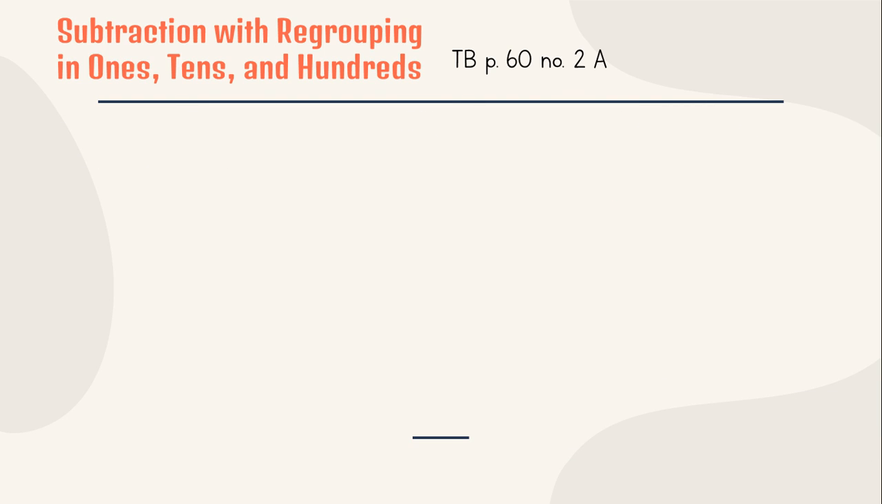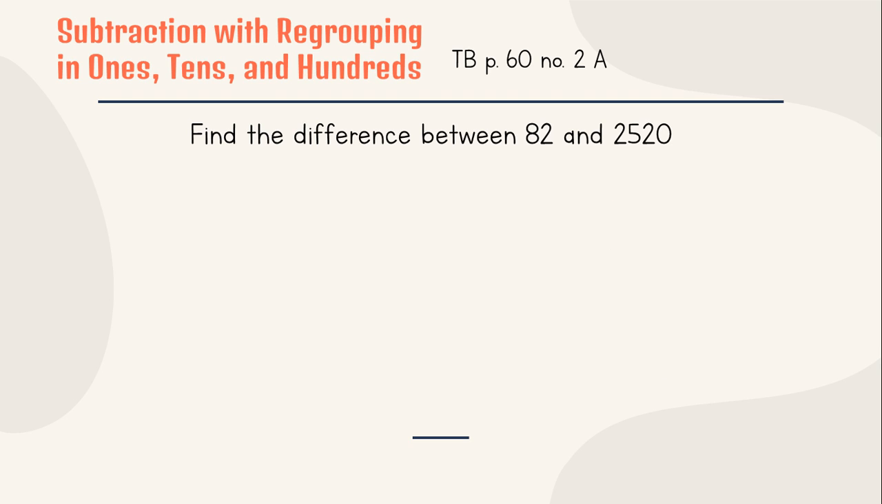Now please look at your textbook page 16, number 2A, because we're going to discuss it. Find the difference between 82 and 2,520. Like I said before in the previous meeting, you have to find out the bigger number. The bigger number will be on the top. Now, I believe that all of you said, yes, I know this. Yes, of course. But the difference is your numbers will be bigger.